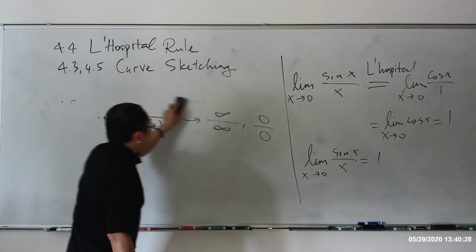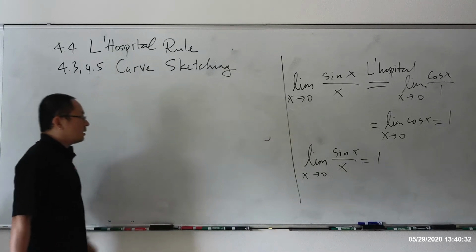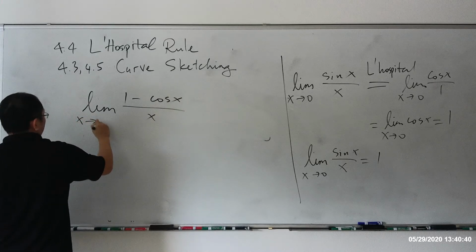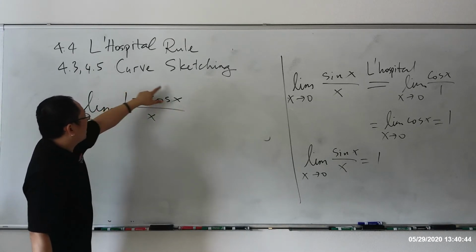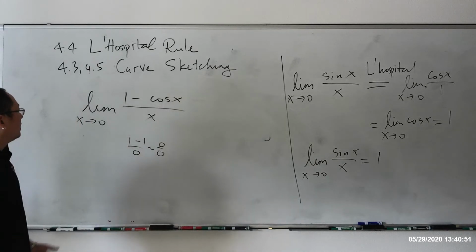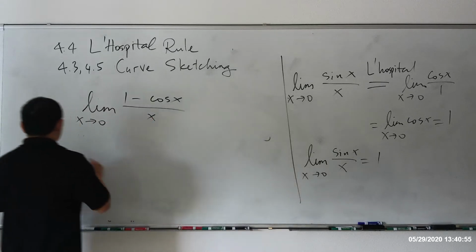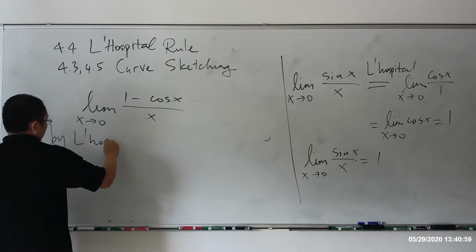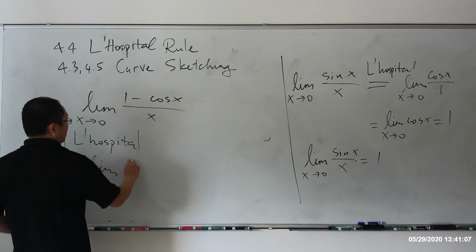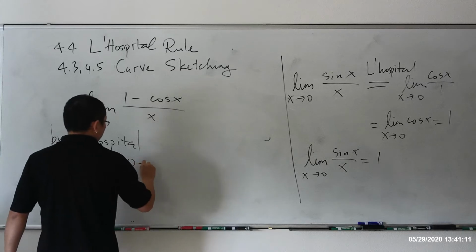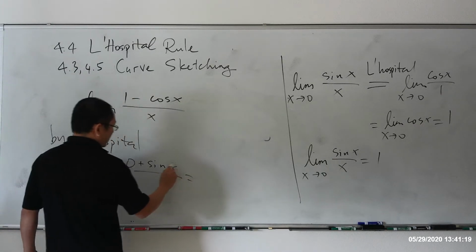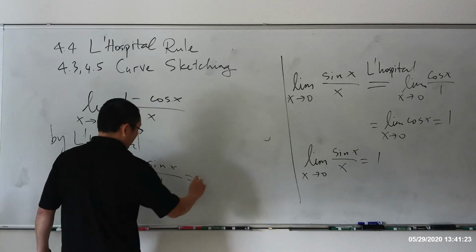The second useful one that you guys have been using previously is this one: the limit of 1 minus cosine of x over x when x approaches 0. You plug in x equals 0, cosine of 0 is 1, so this is 1 minus 1 over 0, which is 0 over 0, of the form 0 over 0. Then you can use L'Hopital rule again. By L'Hopital, this limit is equal to, what? The derivative of 1 is 0. The derivative of cosine is negative sine, and with the negative it becomes positive sine x over 1, since the derivative of x is 1. As x approaches 0, sine of 0 is 0 over 1, which is 0.